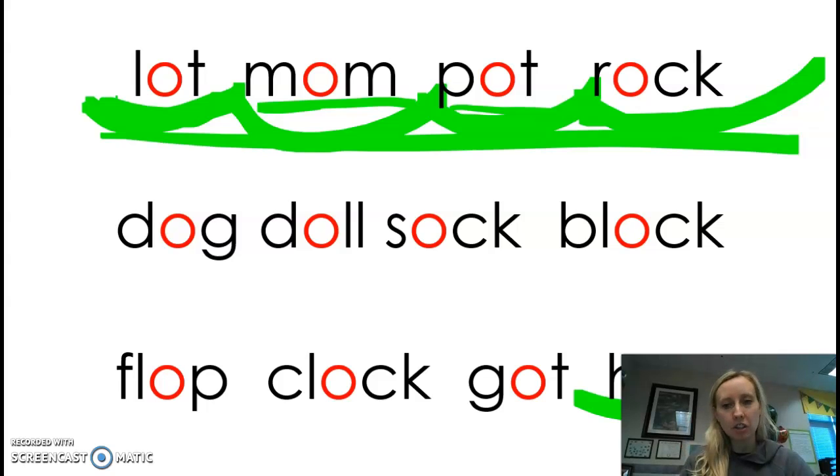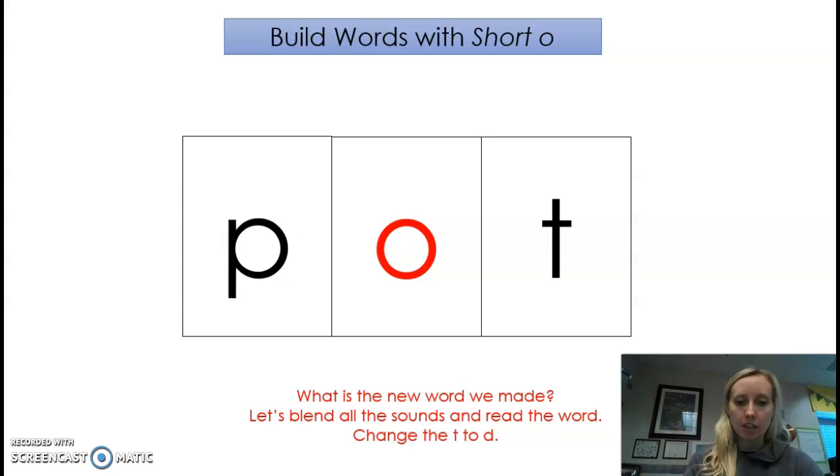Now remember, friends, the goal is to eventually be able to do that in your head. If you can't do it in your head yet, that's all right. But eventually, we want to be able to make those sounds without saying the sounds in our mouth. Okay?